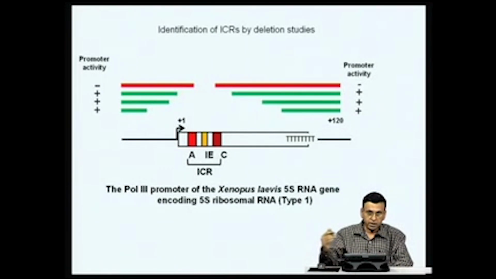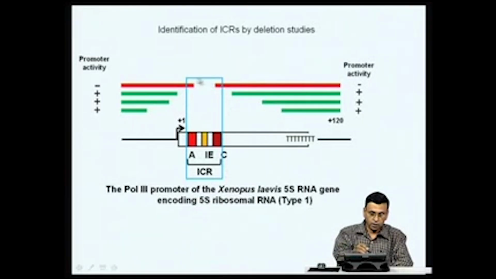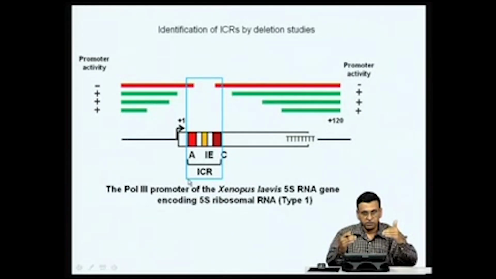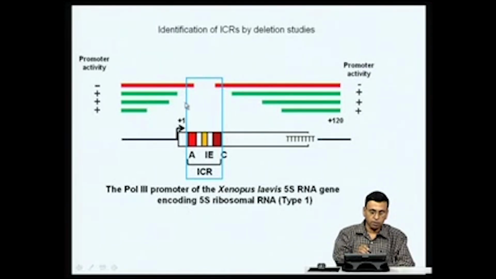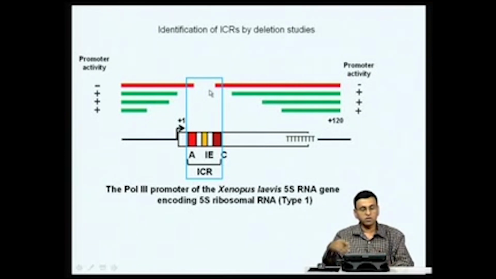Similarly, people started making deletions from the 3' side, and again there was no effect as long as you deleted different regions of the 3' region, but the moment you started making deletions spanning the internal control region, there was a dramatic decrease in the promoter activity. So, by doing deletion studies from both sides, people have been able to identify an internal control region which spans after the transcription start site. This is how the internal control regions or the internal promoters of Pol III transcribed genes were identified.